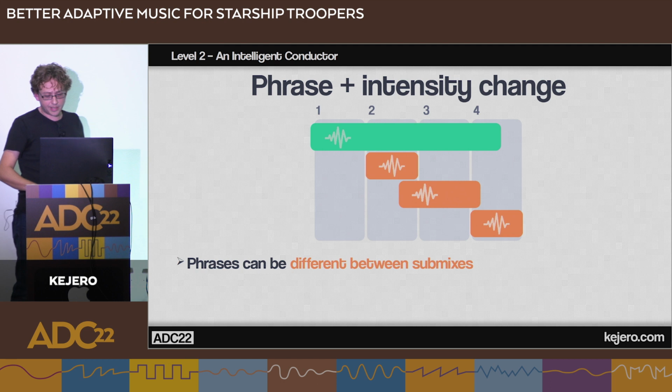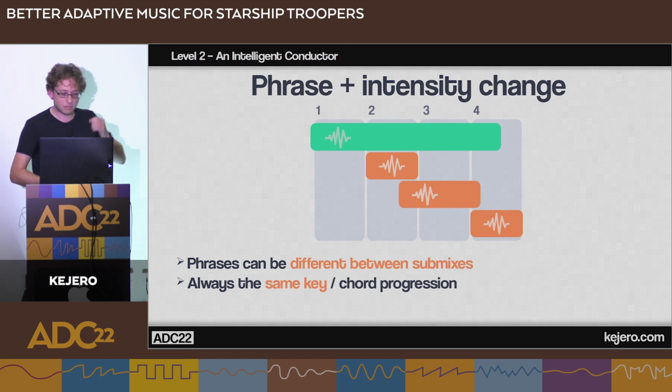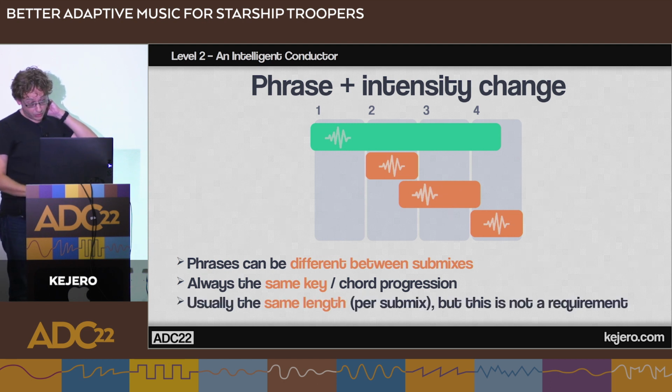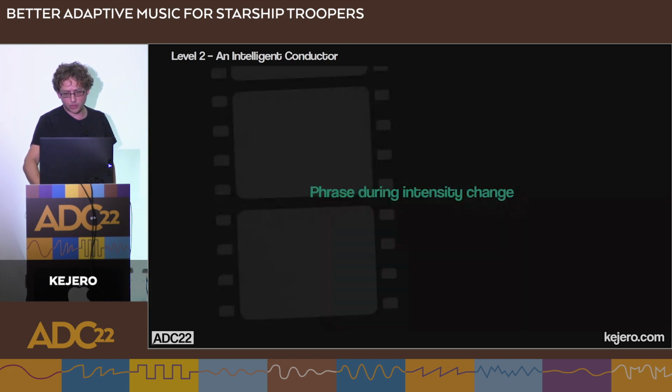Usually what I would do is, well, at the very least, I make sure that every segment, remember that's just a measure of music, is always in the same key. So that's not going to change between intensity changes. And typically I would also make each phrase the same length. That's not a technical limitation, but it just makes for better transitions between those intensities. I also have a quick example of that.